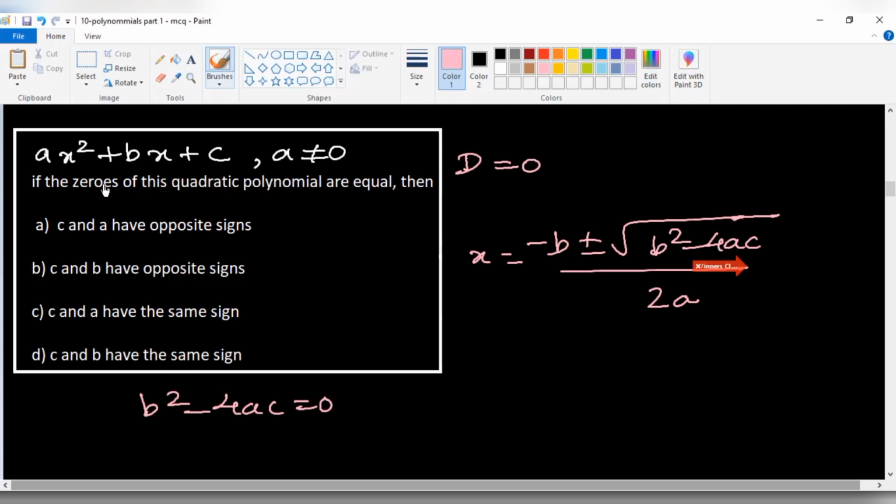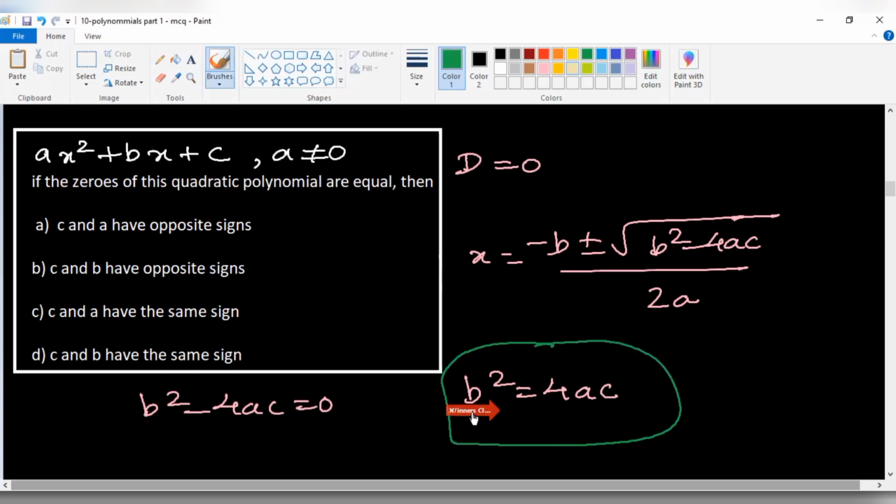That means b square is equal to 4ac. And b square of a number can never be negative. So the product of a and c is always positive. That means both of them should be negative or both of them should be positive. Or in other words, c and a have the same sign. So this is the correct option, option C.